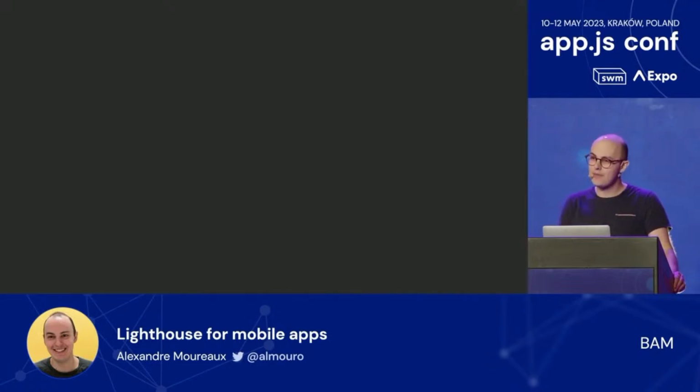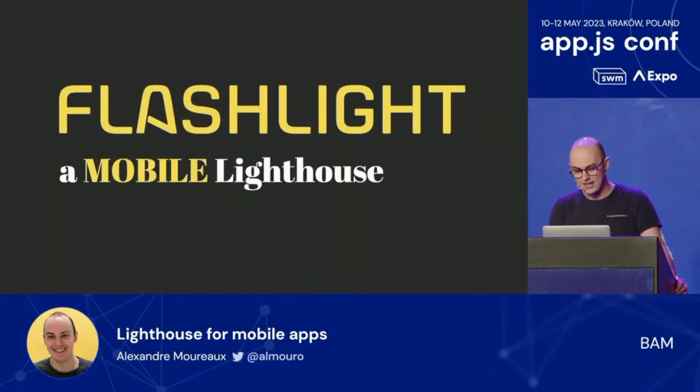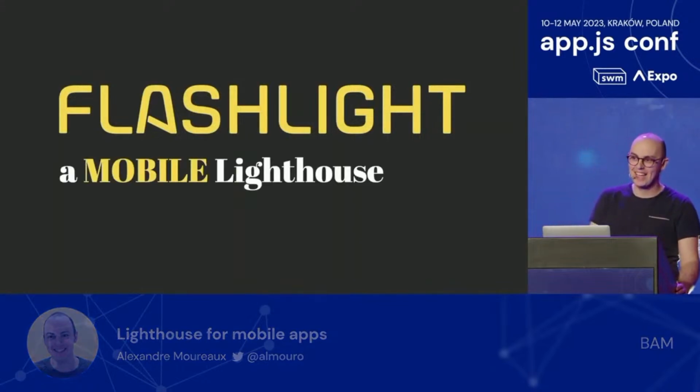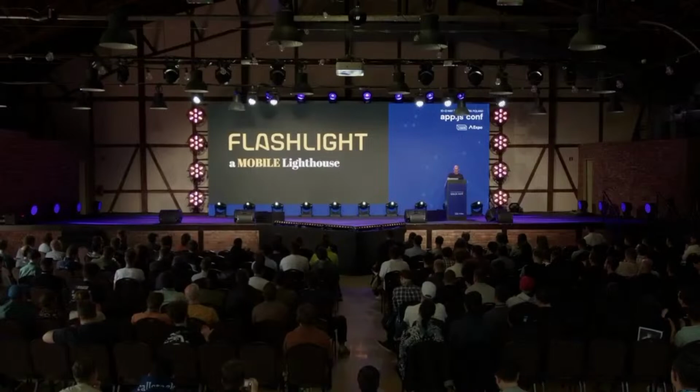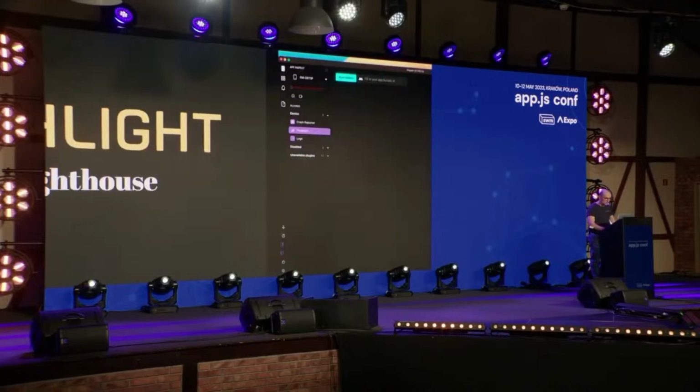Well, today, I am very thrilled to present to you the new project we've been working on, which is called Flashlight. The joke being that Flashlight is kind of like a pocket lighthouse, so like a mobile lighthouse, so suitable for a lighthouse for mobile apps. So let me show you a quick demo. The quickest way to use it is actually via a Flipper plugin. You can also use it via CLI quite easily.